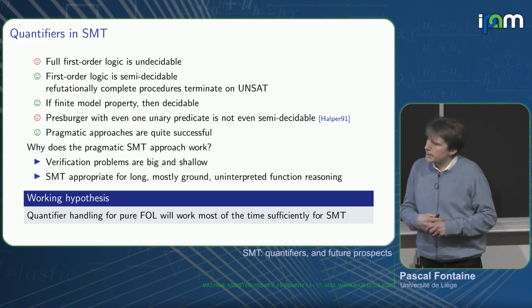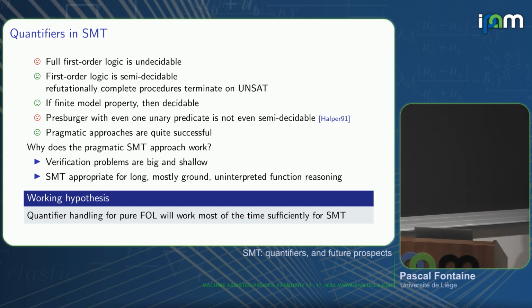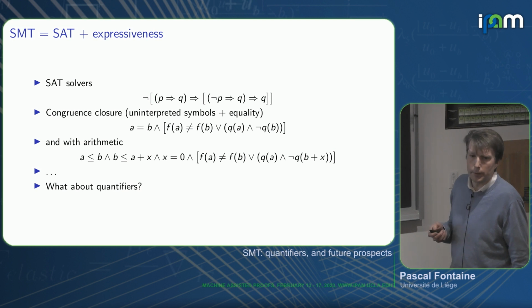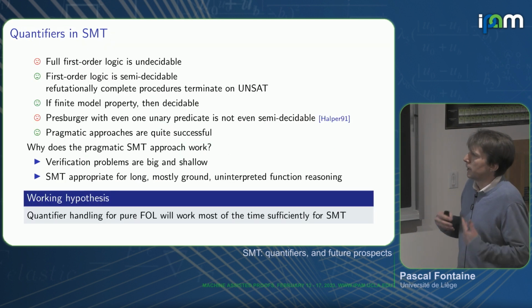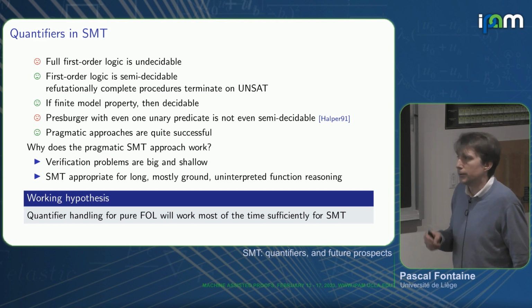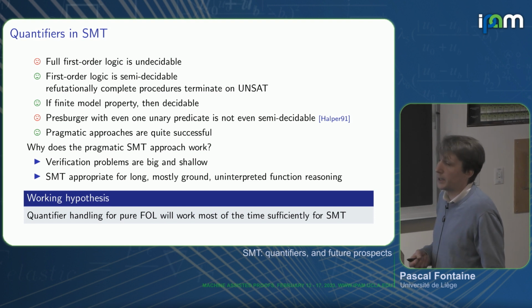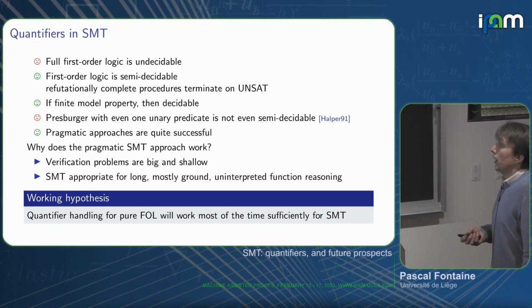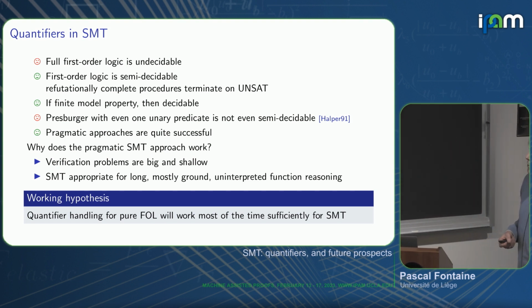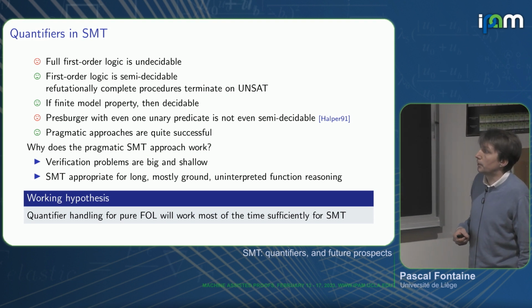Quantifiers are kind of special because, up to now, I'm still in a decidable fragment, okay? But when I add quantifiers, I slowly get into undecidability. Full first order logic is undecidable. But there is good news. First order logic is semi-decidable. So pure first order logic is semi-decidable, which means that there are procedures that would terminate on unsatisfiable problems.